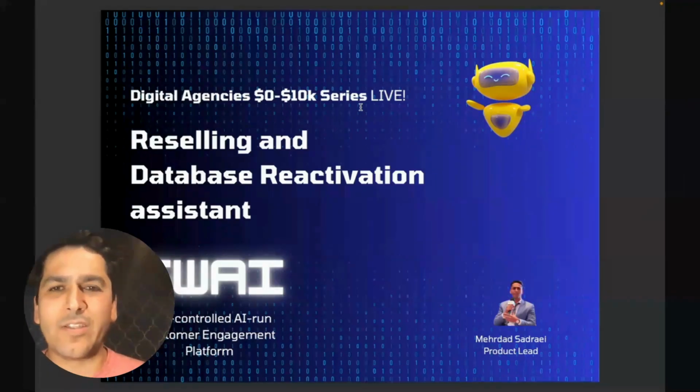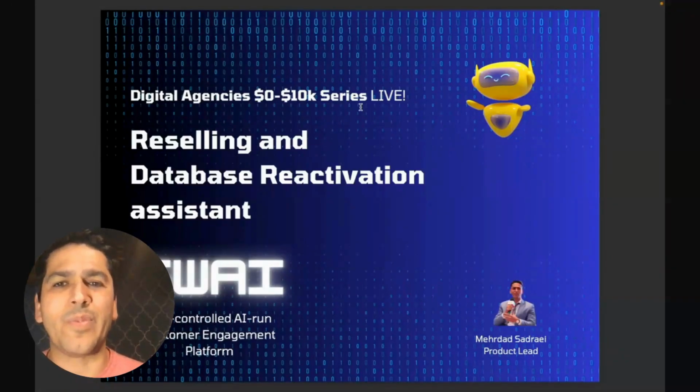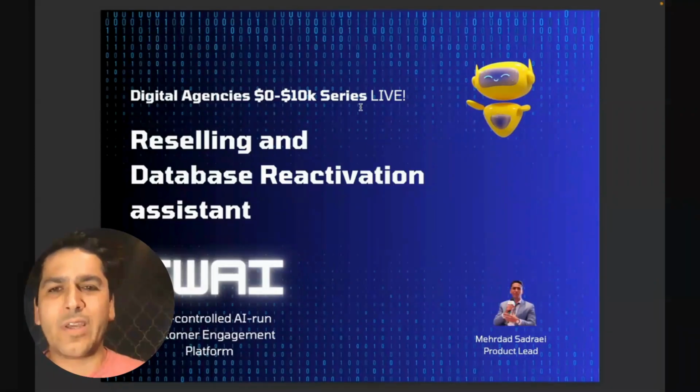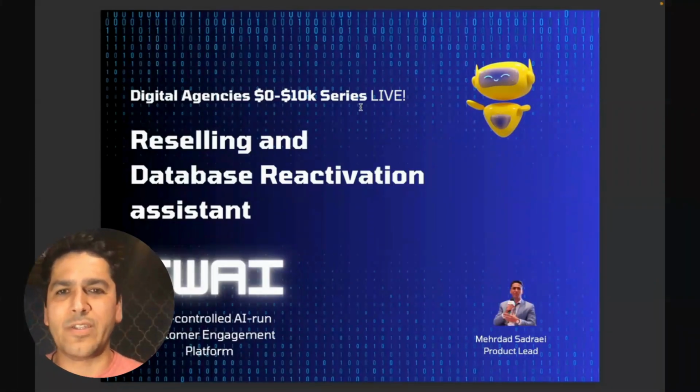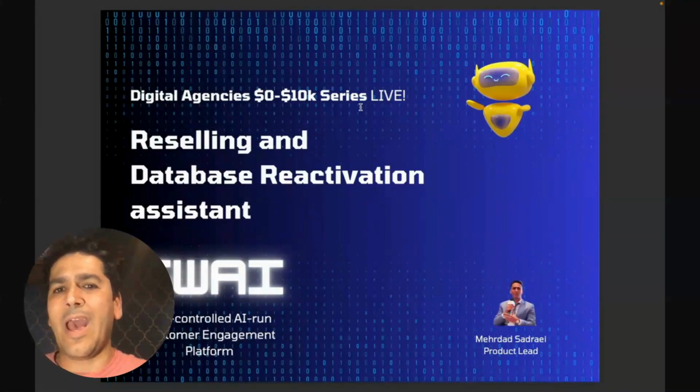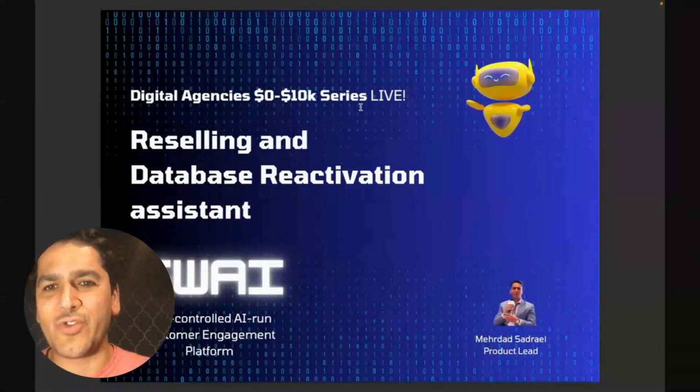The 0 to 10K series is where we help digital agencies get to 10K a month as fast as possible with the help of all the AI tools, templates, and sales funnels that we provide. It is completely free, just to help agencies get to 10K. Why 10K? That is where things get interesting: you can feel a bit stable, quit your day job, and have a bit of money to think about scaling. So let's dive straight in to reselling and database reactivation.